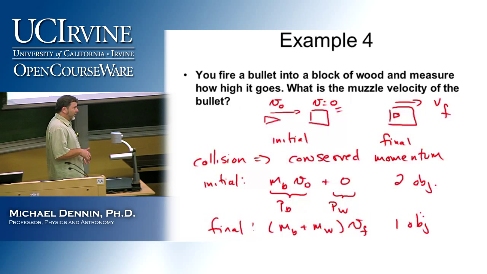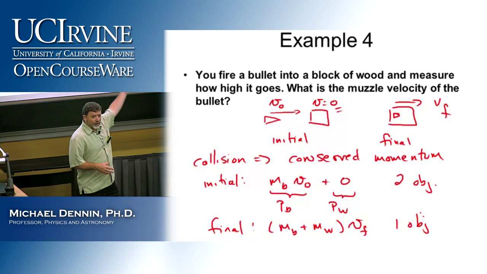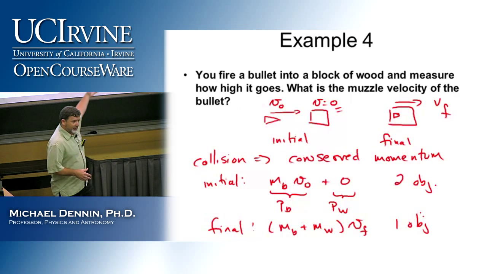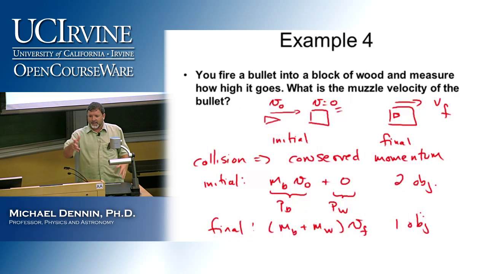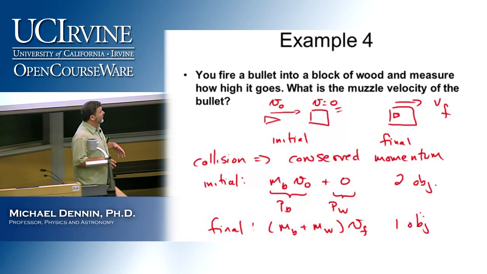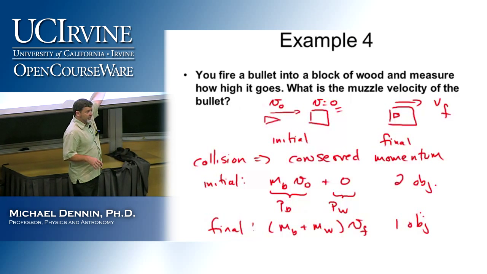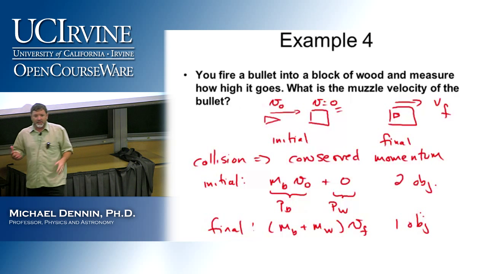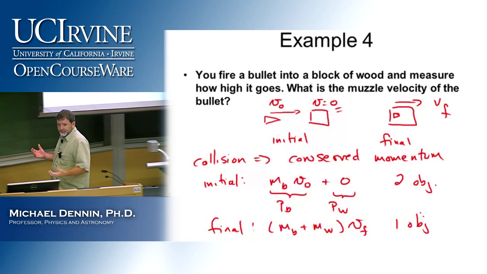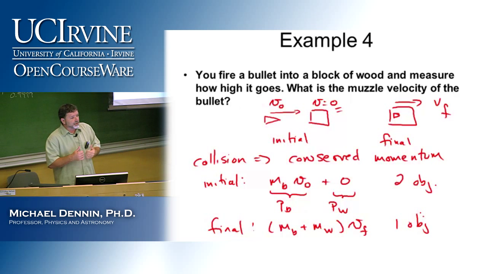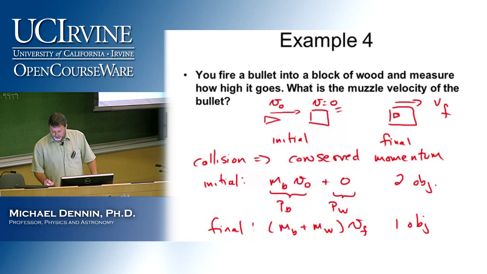So if we have a collision where things stick, that's what we're going to have. We're going to have 2 objects going to 1 object, and you want to keep track of that. If we have an explosion or launching a rocket, we'll do a couple of those today, then we go the other way. We start with 1 object, and we end up with 2. The other type of collision is where 2 things hit, and they bounce off each other. And so they don't stick, so we start with 2, and we end up with 2.